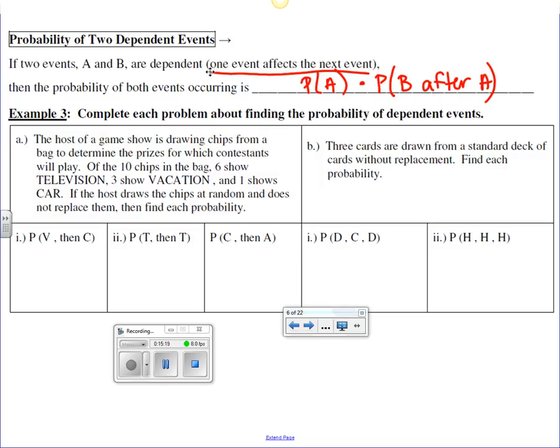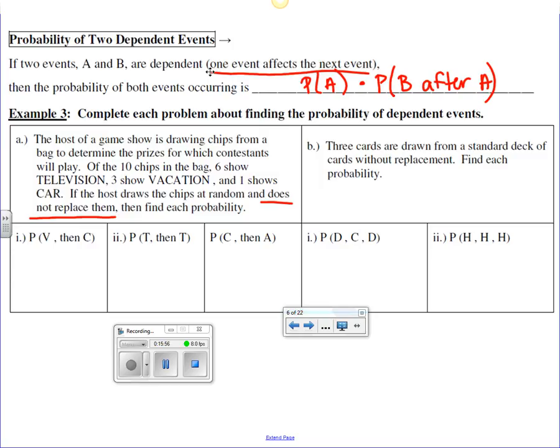All right, so the host of a game show is drawing chips from a bag to determine the prizes for which contestants will play. Of the 10 chips in the bag, 6 show television, 3 show vacation, and 1 shows car. If the host draws the chips at random and does not replace them, find each probability. Okay, please underline does not replace them, because that's the game changer right there.